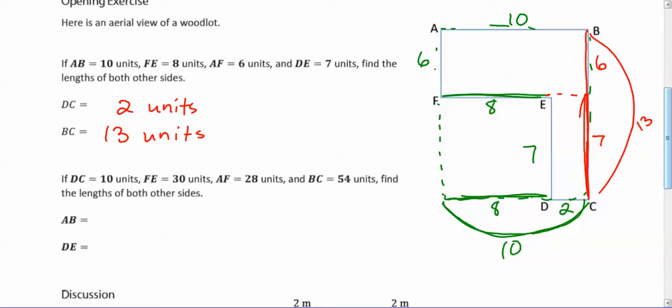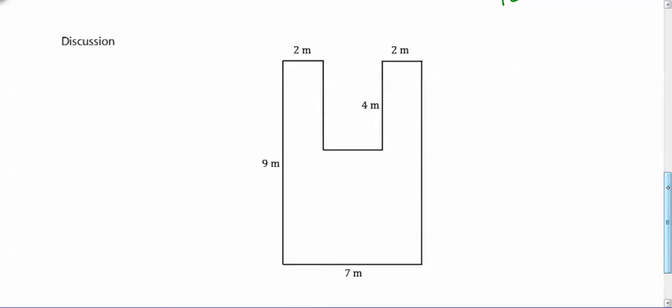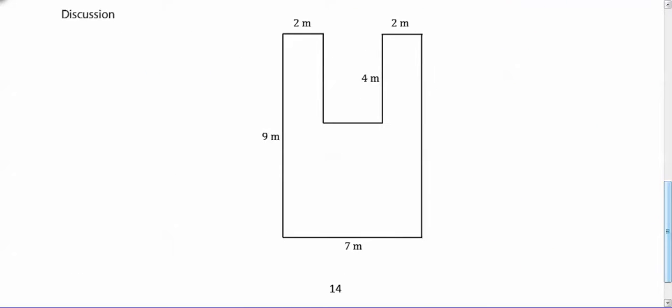Okay, I'm going to pause the video for a second. Okay, we're going to move on to the next section here. As you can see, some of the sides are labeled and some are missing the dimensions. So we're going to figure out what the missing dimensions are. So let's take a look at this.